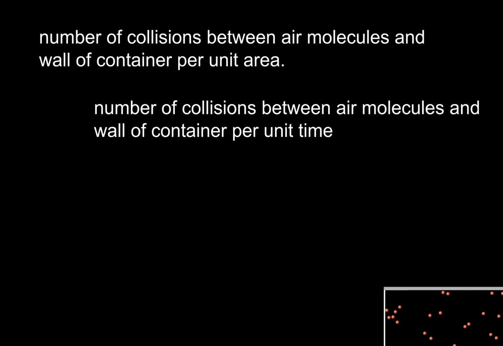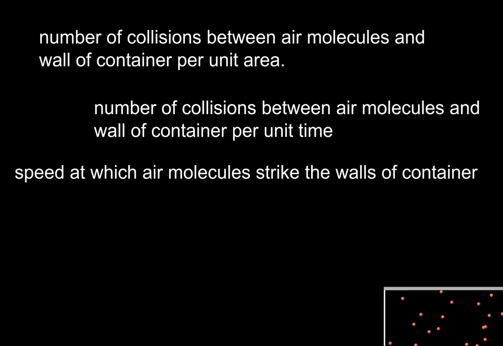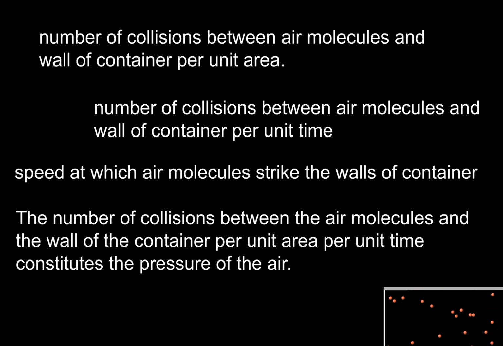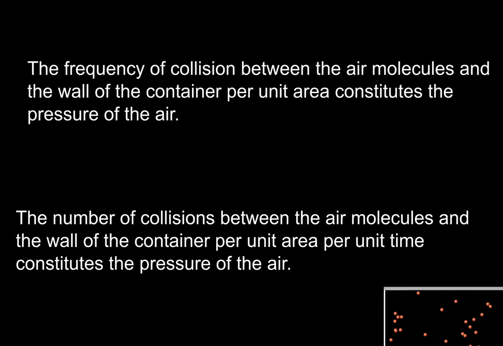And therefore, to describe the pressure of a gas at a molecular level, we say that the number of collisions of the air molecules on the wall per unit area per unit time gives rise to the pressure of a gas. Per unit time can also be interpreted as frequency. We also can say the frequency of collisions of the air molecules on the wall in 1 unit area constitutes the pressure of a gas.